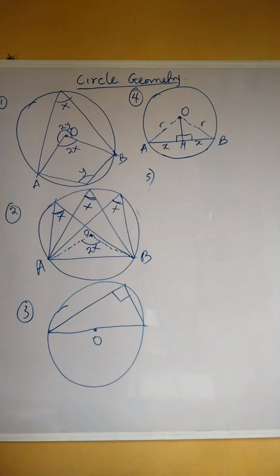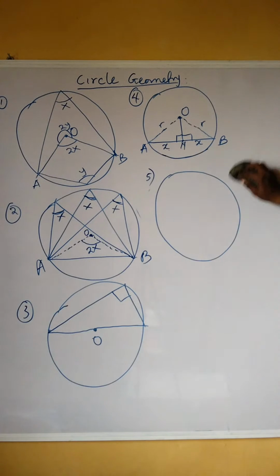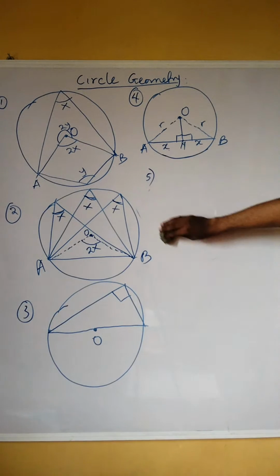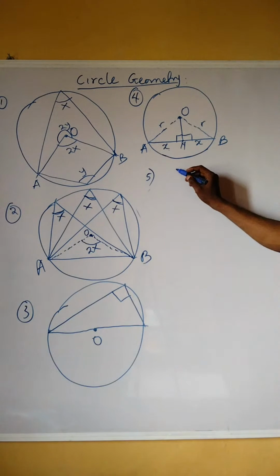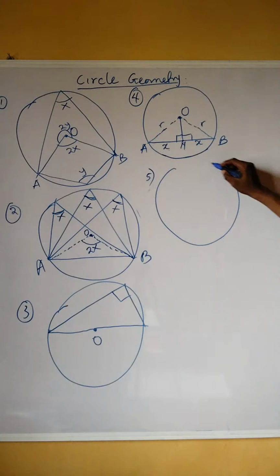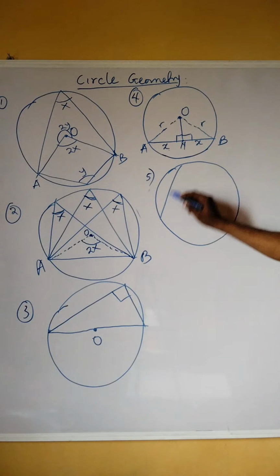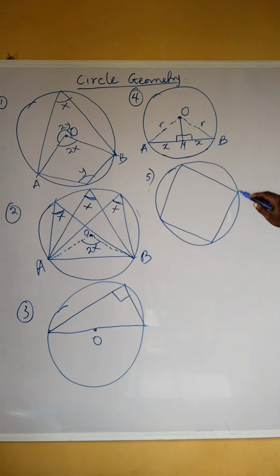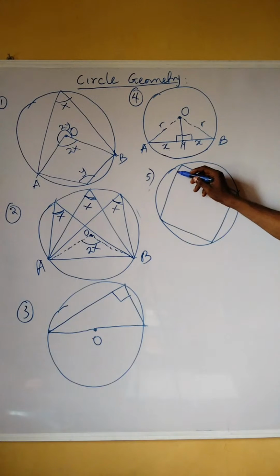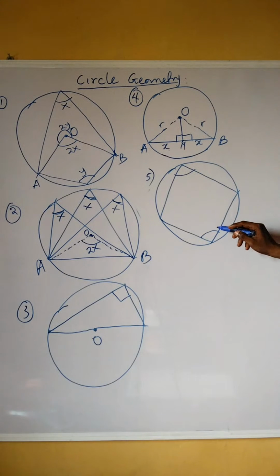And this theorem says that the opposite angles of a cyclic quadrilateral are supplementary. We have a cyclic quadrilateral, that is a quadrilateral inscribed in a circle. So a quadrilateral is a shape with 4 sides and 4 angles. And this theorem says that the opposite angles of it are supplementary.